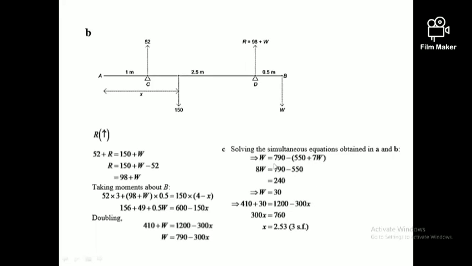Then we can say, I bring this 7W to the other side, it's 8W equals 790 minus 550, it's 240, W equals 30. Then if you know the value for W, from this equation I can obtain the answer for X, right? So I can replace here the value, 30: 410 plus 30 equals 1200 minus 300x. With that, you will obtain the answer for X as 2.53. That's a way of obtaining the answer for this question, right?